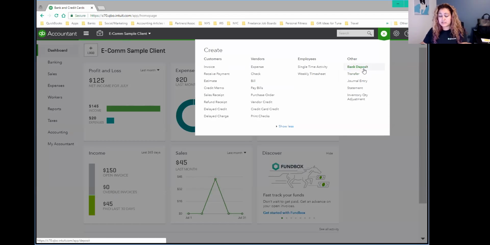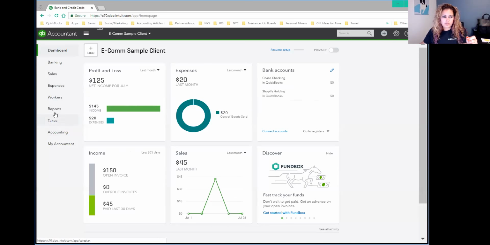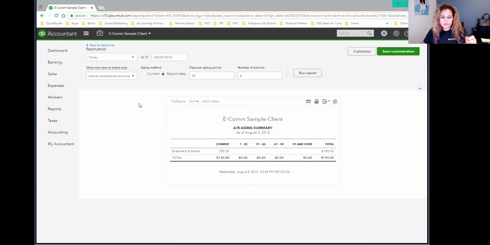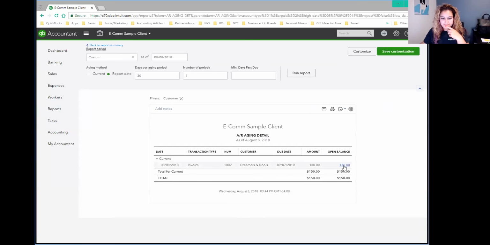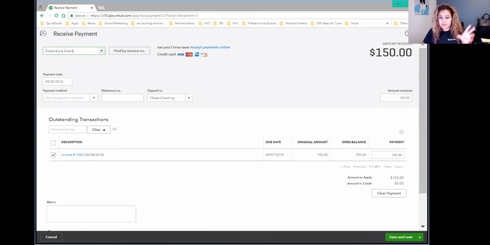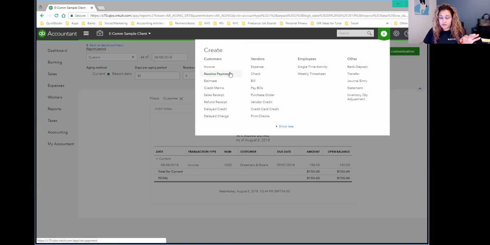Bank deposit. Oh, so I can touch on undeposited funds. So when you do, let's do receive payment. I'm going to see who owes us money first. Receivable. Okay. So we created that invoice for Dreamers and Doers, right? And now we're in that invoice. We can receive the payment here, right? So there's different ways to do this. You can go to the invoice and receive the payment. You can go here and click receive payment.